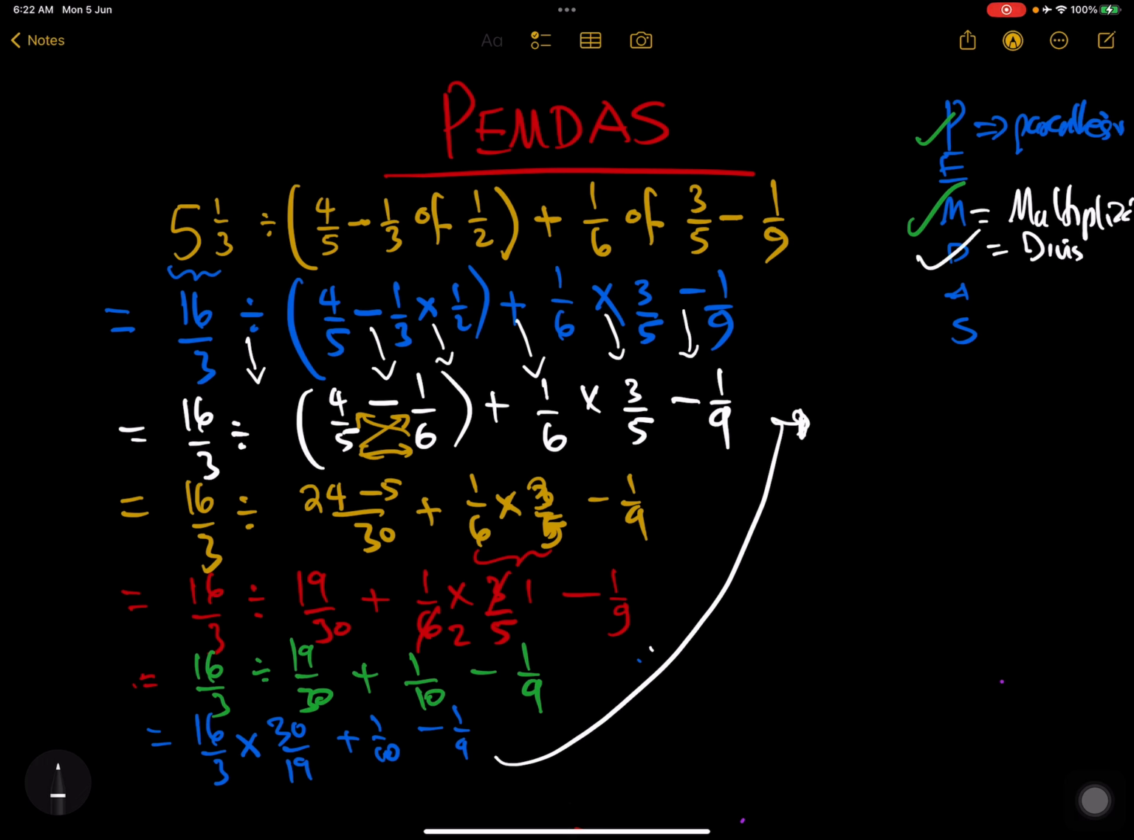We are now seeing that there's multiplication, addition as well. This is multiplication, this addition, this subtraction. The next thing to be done is to go back to the multiplication operation. And that one we know what to do. We have 16 over 3 times 30 over 19, plus 1 over 10, minus 1 over 9.